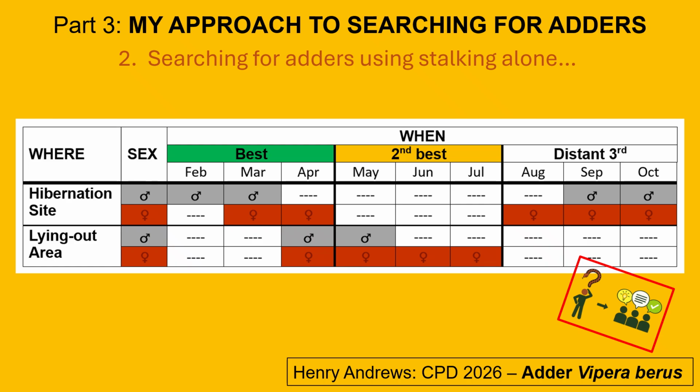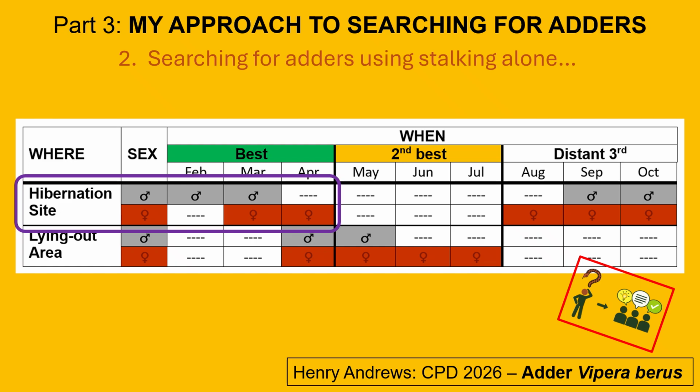at the hibernaculum. But, as I described in the previous talk, the males emerge first, bask communally in the best situations at the hibernaculum for about 2 weeks, before dispersing into the lying out area, before the females then emerge, bask communally, and then themselves disperse. So, to catch the males at the hibernaculum, I need to be there in February-March, and to catch the females at the hibernaculum, I need to be there in March and April.